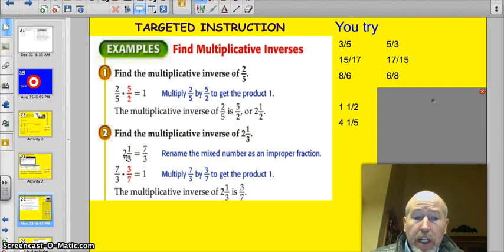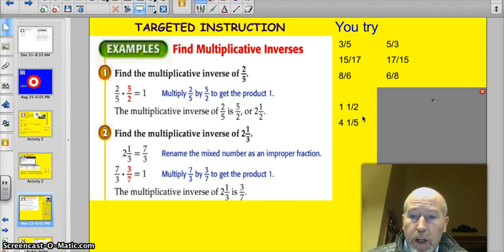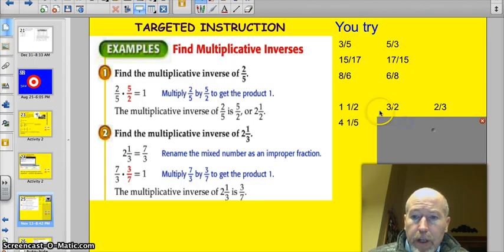You just take and make it into an improper fraction. So 2 times 3 is 6 plus 1 is 7/3, and then flip it. 7/3, flip it to 3/7, and you'll get a product of 1. Try this, 1 1/2. Go ahead and do that. Okay. It becomes 3/2. That's the improper fraction. Did you remember to flip it, though? Remember to flip. Okay, same thing here.